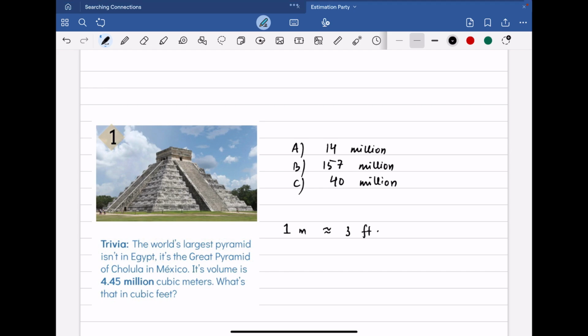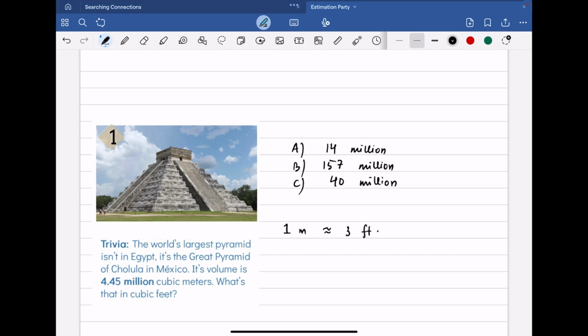Now, you might get scared looking at this question, and you might think that, well, it's impossible to do without a calculator. That's not true, and we're going to see exactly how to do this. Okay, so here's first of all the conversion from meters to feet. 1 meter is approximately 3 feet. It's actually a little bit more than 3 feet, but for our purposes, we'll just round it off to 3 feet, and that will make our calculations easier.